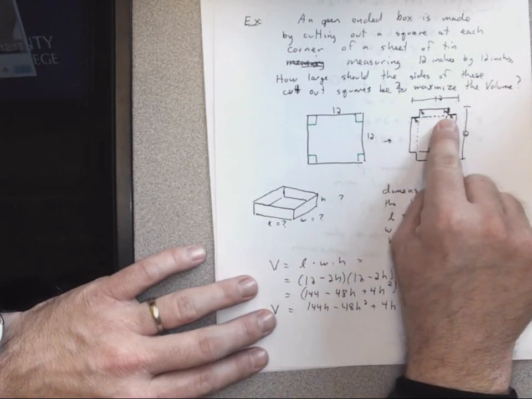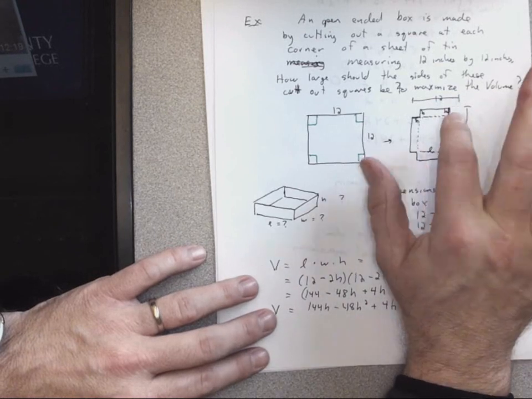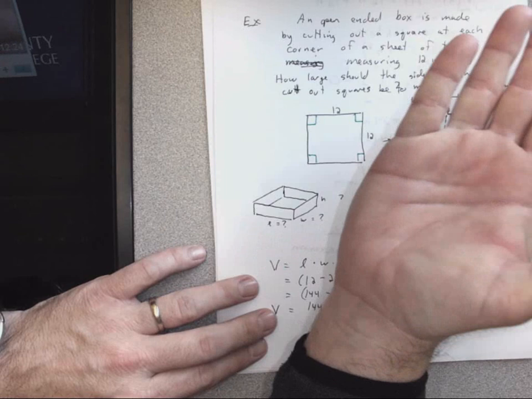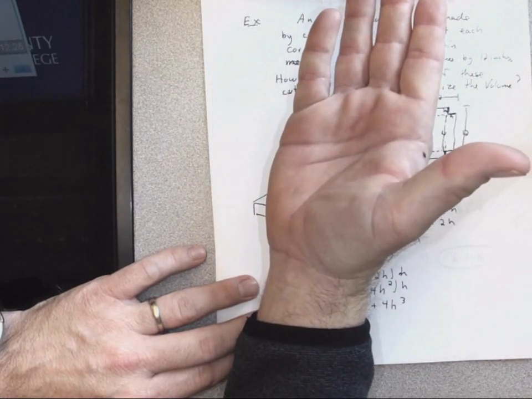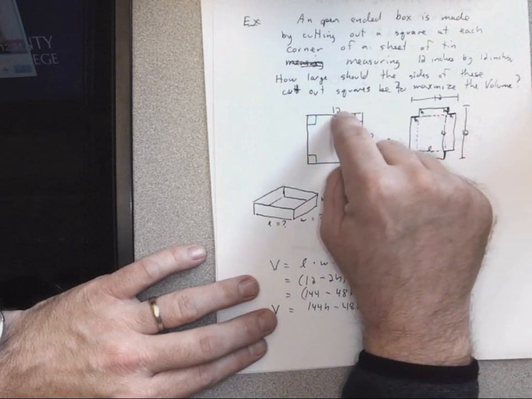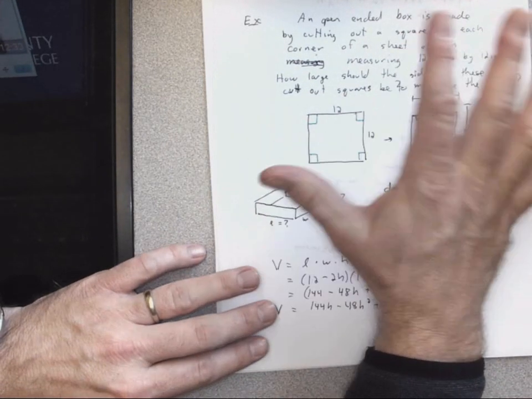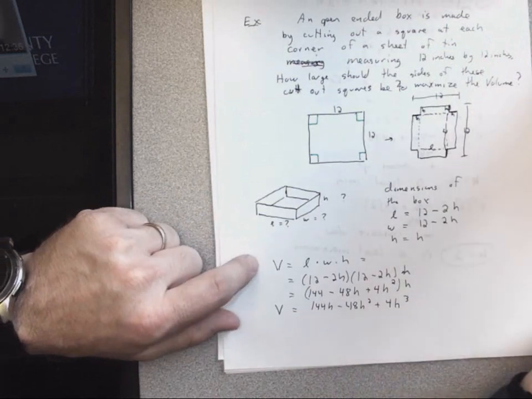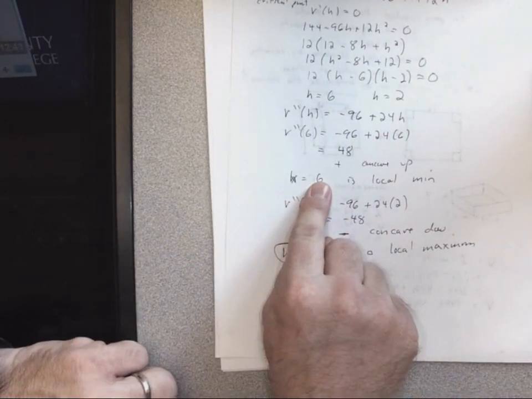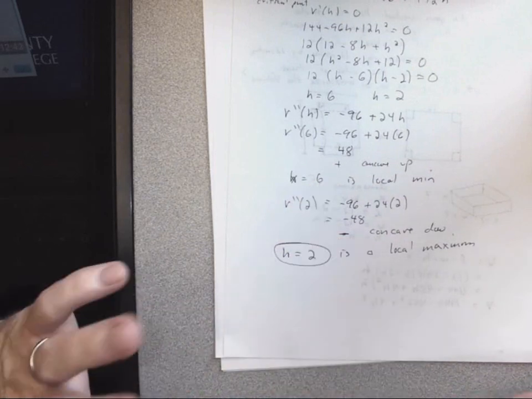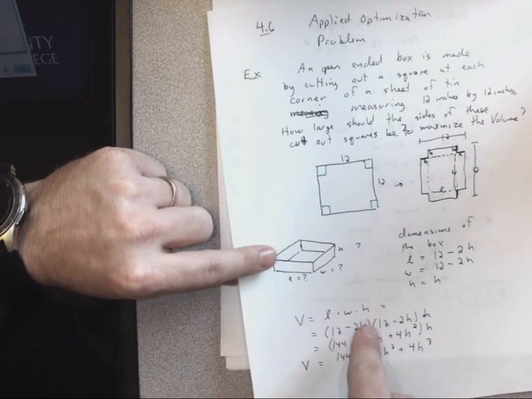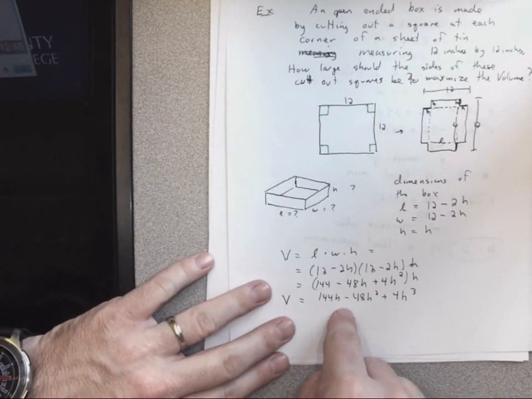Actually, if you look at the domain of these cuts, the smallest h that you can cut out is 0, because you would just have an open box with no height. And the most that you can cut is 6, because if you cut 6 from here and 6 from here, you've got nothing left. All you have is 4 squares now. So that also gives you a volume of 0. So you do still have to look at your domain. That's why 6 is going to be a minimum, because there's nothing left. You're going to get a volume of 0. So if you plug 6 back into this volume, it's going to give you 0.